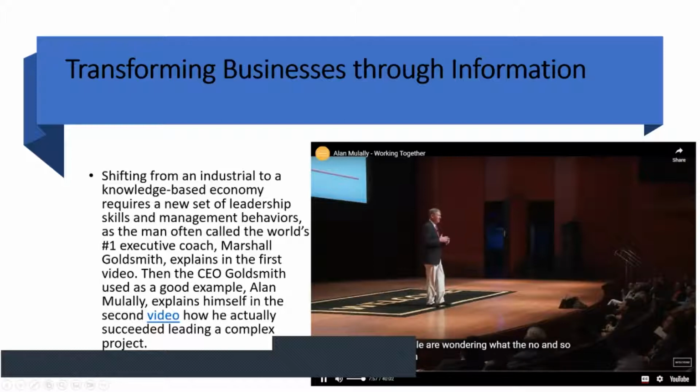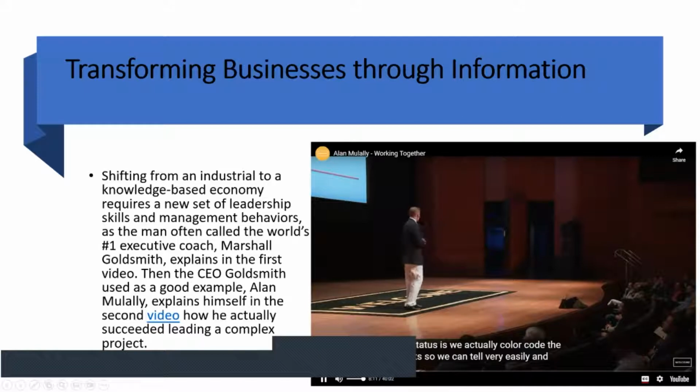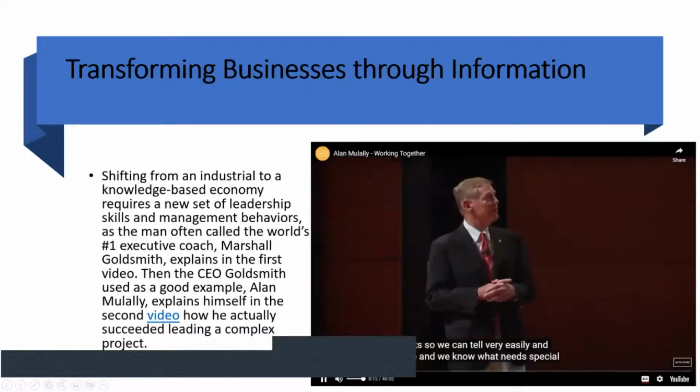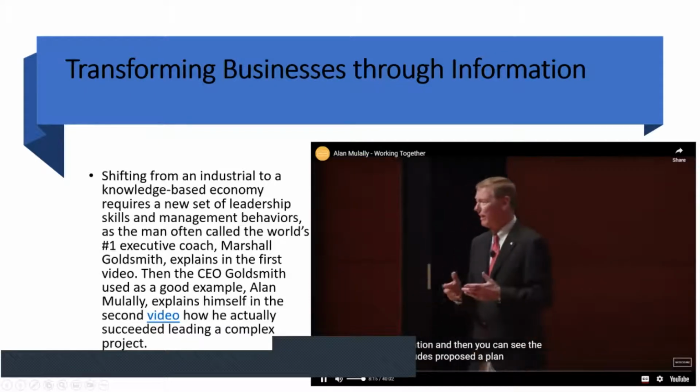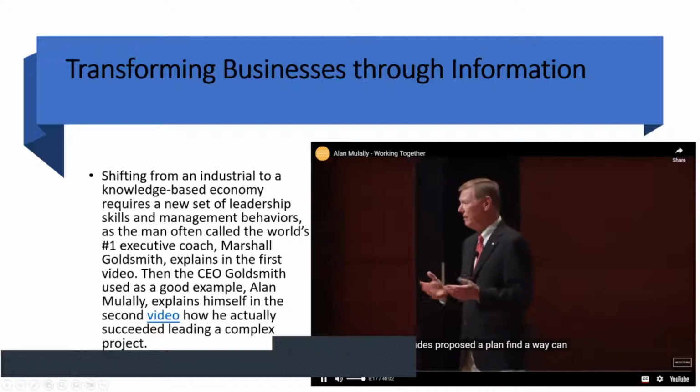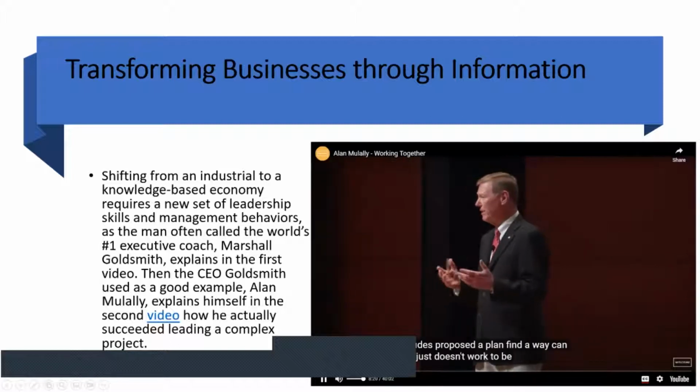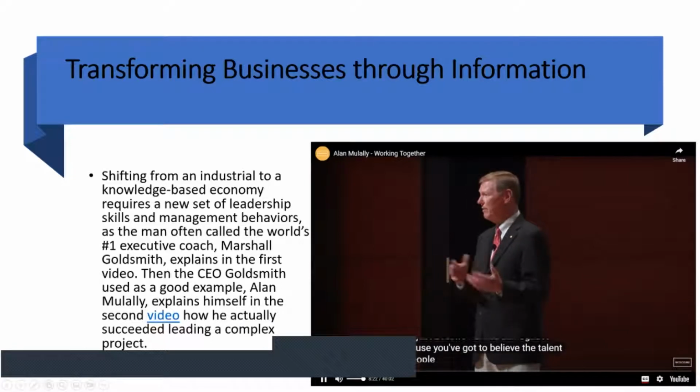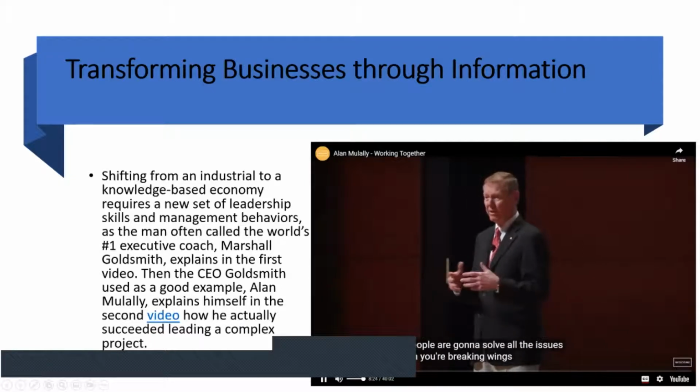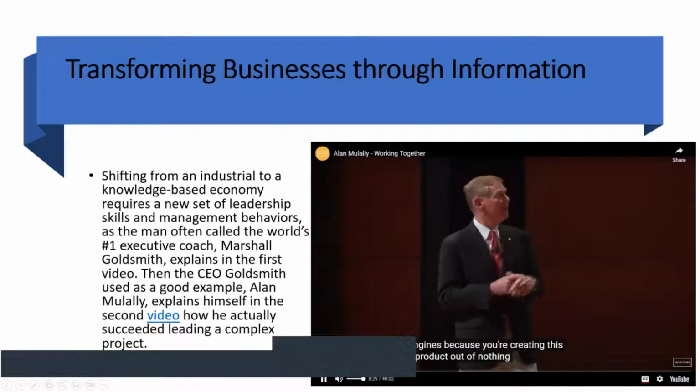And so when you do anything like a commercial airplane, everybody has to know what the plan is. And you have to be confident enough that you're creating an environment where everybody knows what the status is. We actually color code the charts so we can tell very easily. And we know what needs special attention. And then you can see the attitudes: propose a plan, find a way, can do. It just doesn't work to be negative, because you got to believe the talented people are going to solve all the issues when you're breaking wings and blowing up engines, because you're creating this new product out of nothing.